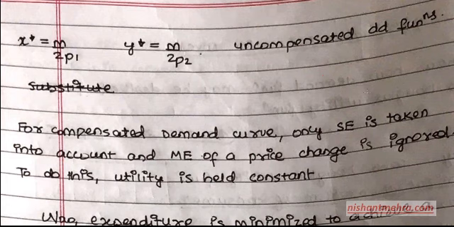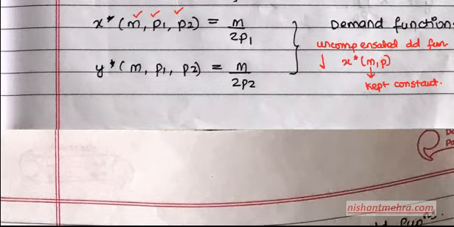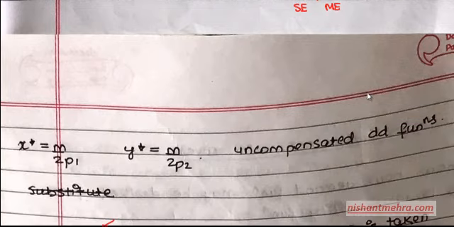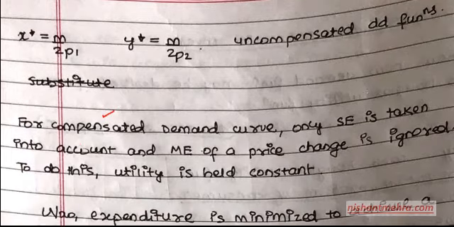For the compensated demand curve, what do you have to do? You only take the substitution effect into account and you ignore the income effect. In the uncompensated demand function, you are taking care of the total effect, and in total effect you have both substitution effect as well as income effect. I will have a different recording based on this. So right now I'm just giving you the mathematical exposition of this, a very simple one.